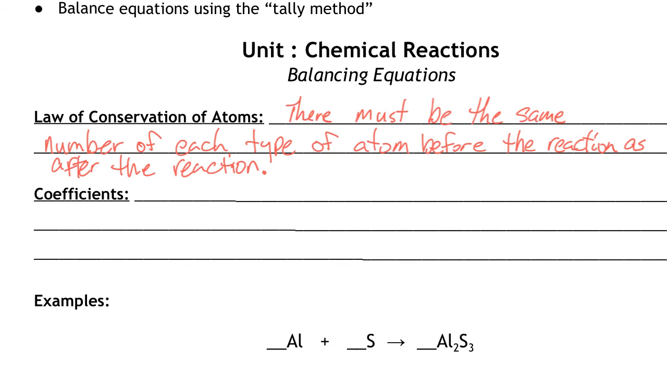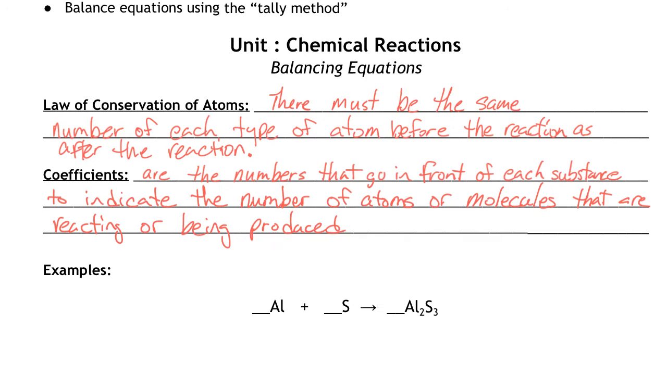All right, the next definition is coefficients, and I'll pause this to write it down. Now, coefficients is kind of a nice term because you're going to use the coefficient in the same way that you would in your math class. They're the numbers that go in front of each substance to indicate the number of atoms or molecules that are reacting, or if it's on the product side, the number of atoms or molecules that are being produced. Coefficients will tell you how many of each type of element or molecule you have in the reaction, and that's going to be when it's balanced.